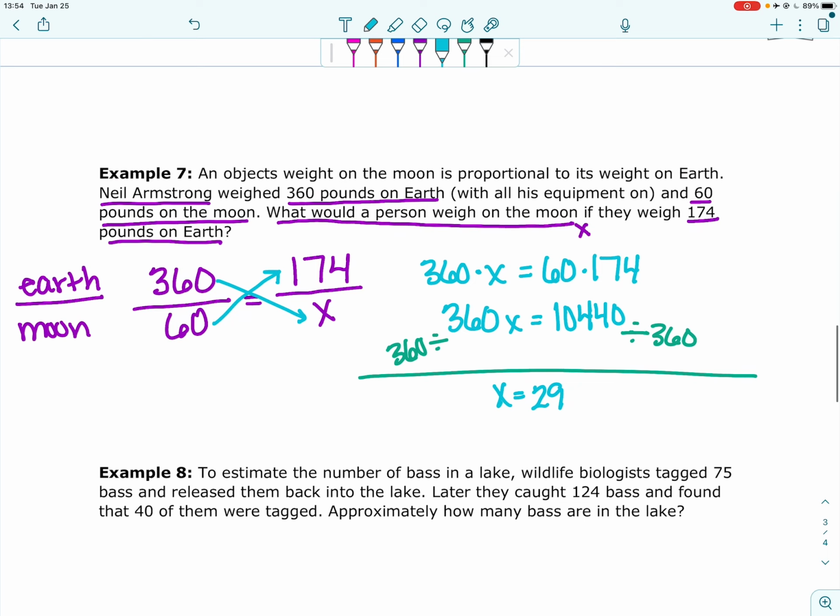And we do have units here, so it's 29 pounds. So they would weigh 29 pounds on the moon.